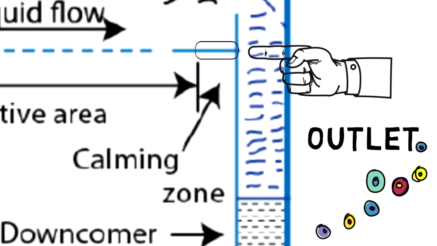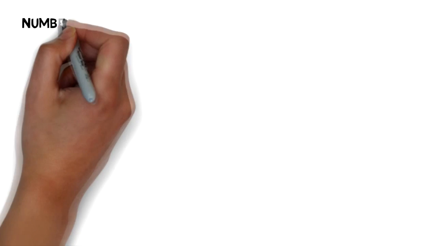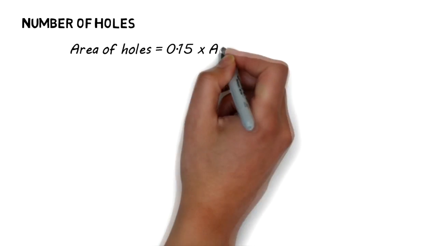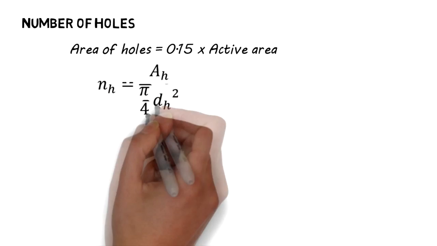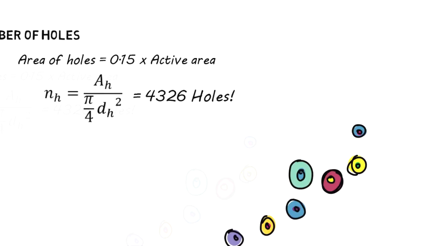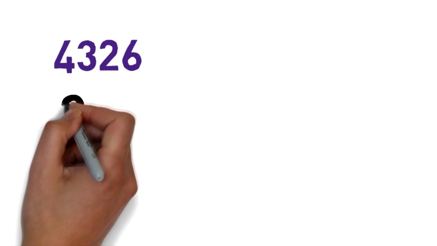Now we determine the number of holes. This can be done by using the equation and choosing that the area of holes is 15% of the active area. We should have 4,326 holes in each plate needed to be punched.